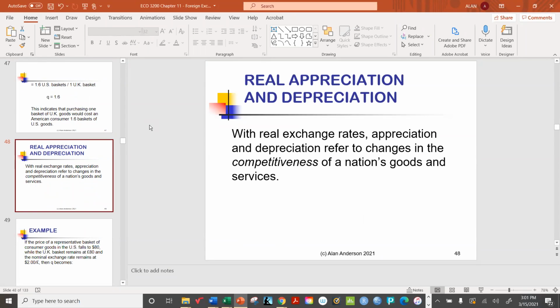With real exchange rates, these changes are going to tell us how competitive a country's goods and services are in world markets, because again, the focus is on goods and services. The question is, how attractive are US goods in the world markets compared to UK goods? So let's see how this works.